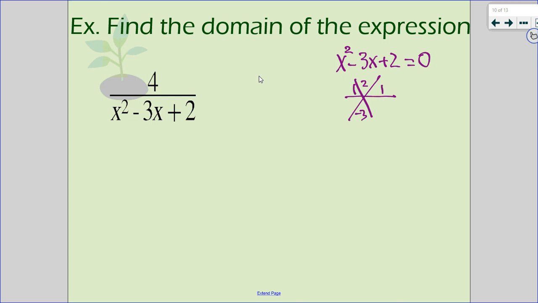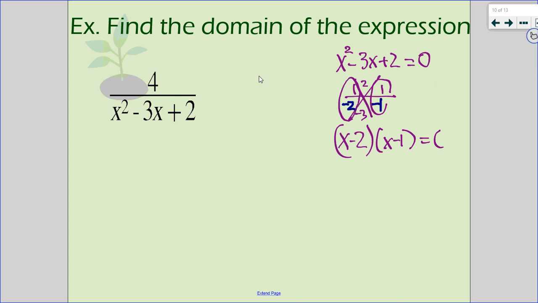Okay, so I set up the snowflake, 2 going at the top, -3 at the bottom. Any thoughts on what that would be? Yep, good job. -2 times -1 is 2. -2 plus -1 is -3. So that's our snowflake. So I'm going to grab off the coefficients here. So it's going to be x minus 2 times x minus 1 equals 0.